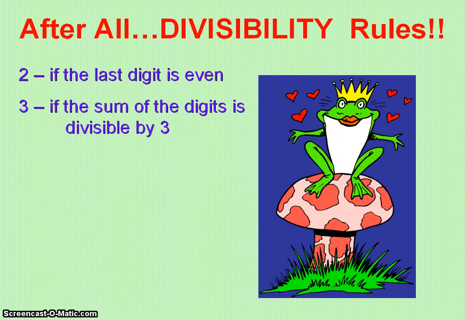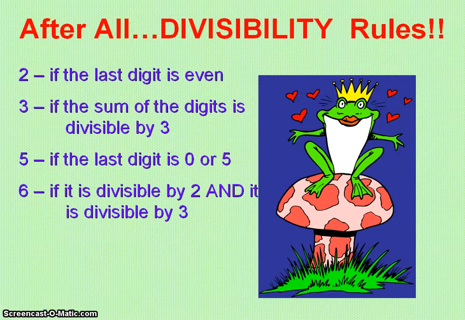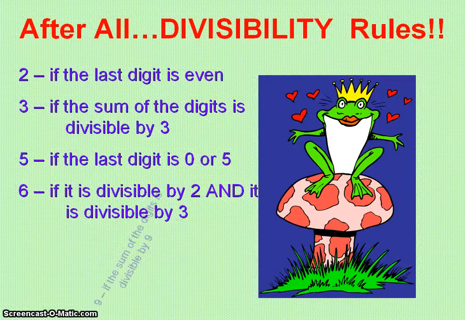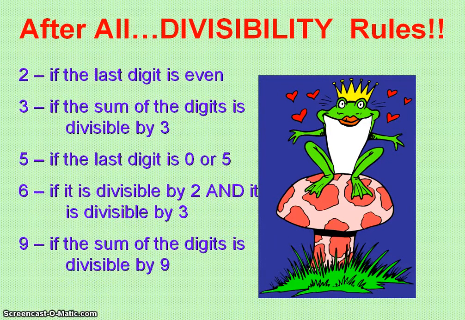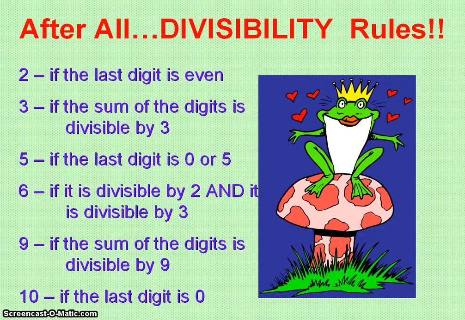Divisible by 3 if the sum of the digits is divisible by 3. Divisible by 5 if the last digit is 0 or 5. Divisible by 6 if it is divisible by 2 and it is divisible by 3. The rule for divisibility by 9 is if the sum of the digits is divisible by 9. And the rule for divisible by 10 is if the last digit is a 0.